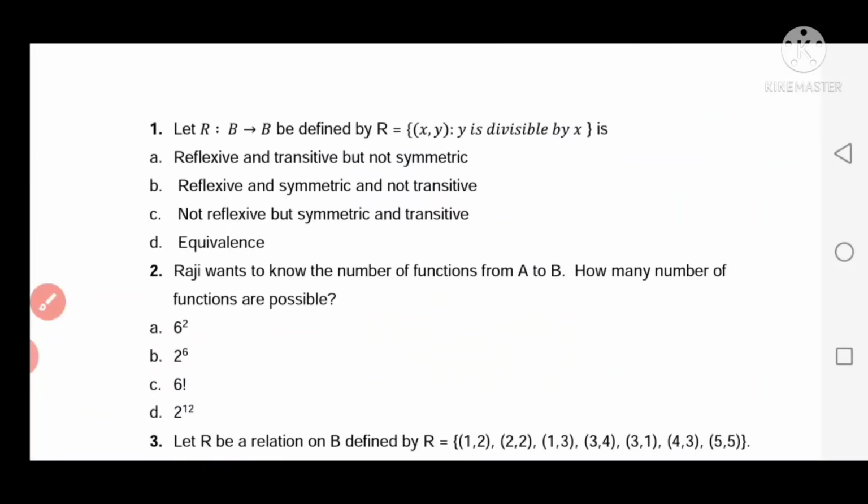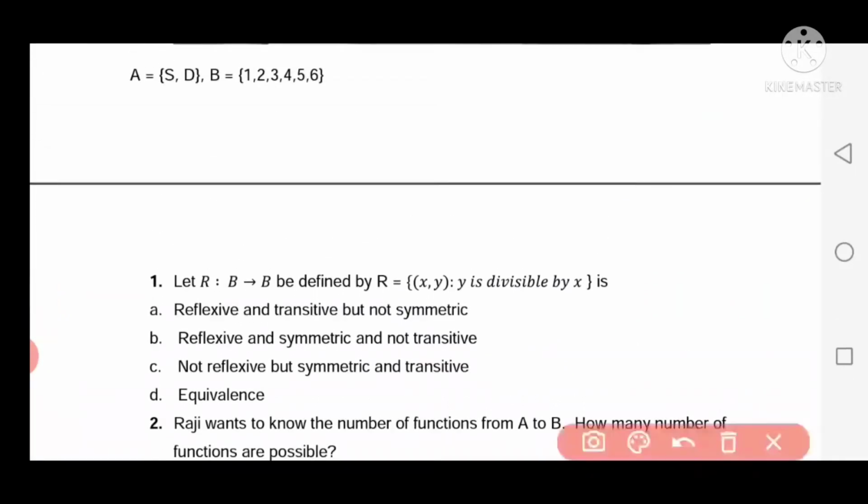Look here, we have this B set, and we can say that 1 is divisible, 2 is divisible. So here it is reflexive. If 2 is divided by 1 and 3 is divided by 2, then 3 is also divided by 1, so it is transitive. And look here, if 3 is divided by 1, then 1 is not divided by 3. So this is not symmetric, means we have the answer is A.